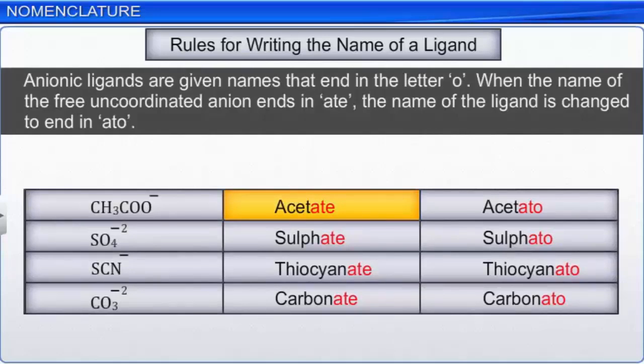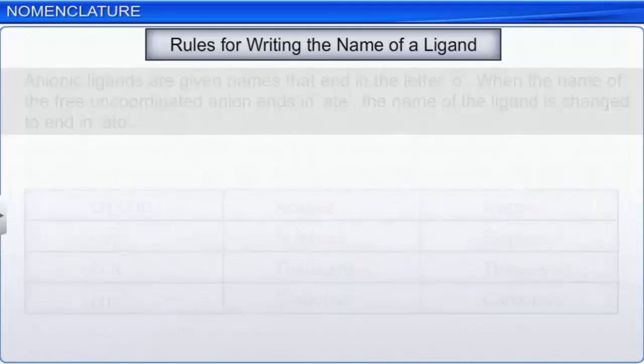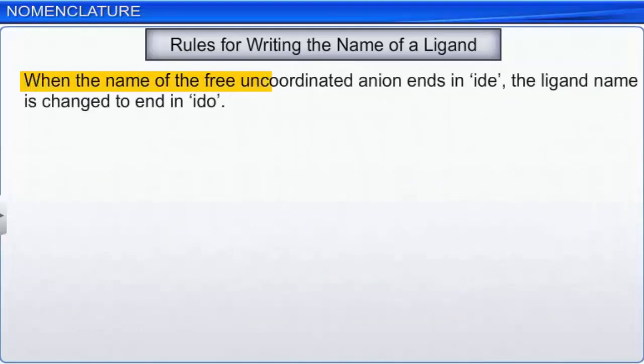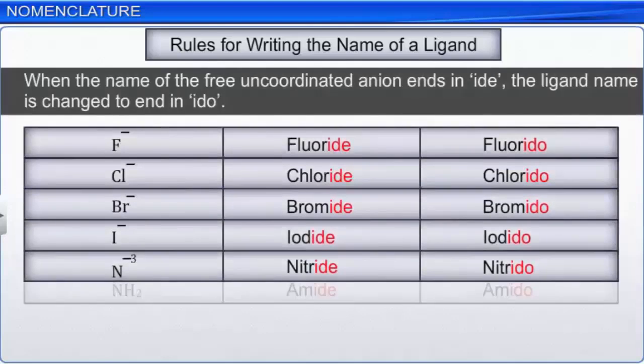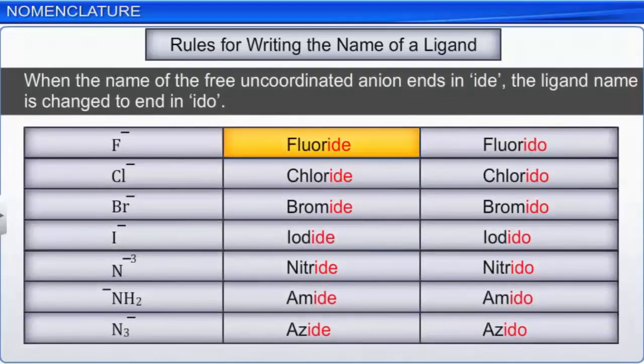When the name of the free uncoordinated anion ends in ide, the ligand name is changed to end in ido. For example, the anion fluoride is named fluorido, chloride as chlorido, bromide as bromido, and iodide as iodido. Similarly, nitride is named nitrido, amide as amido, and azide as azido.